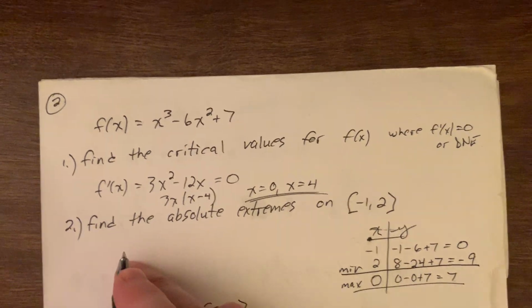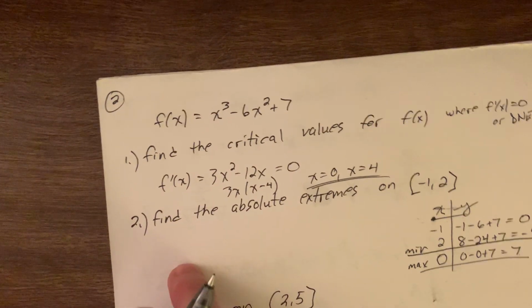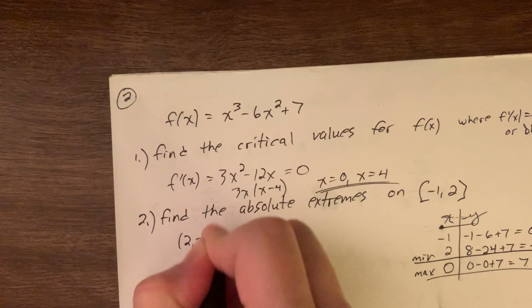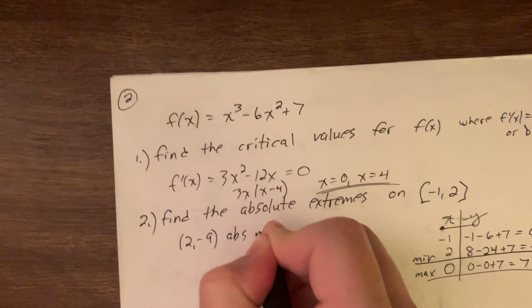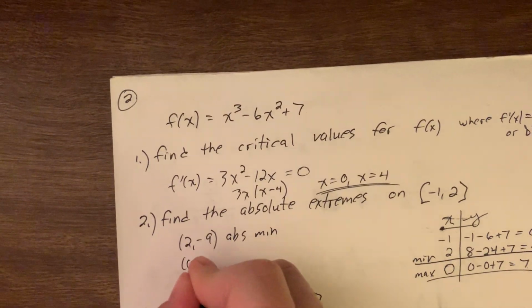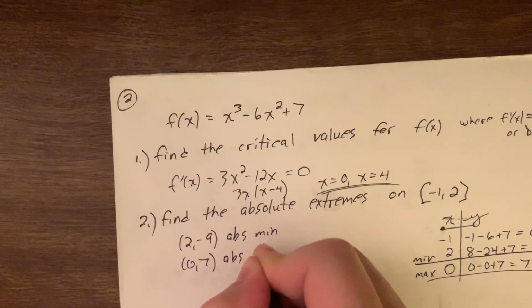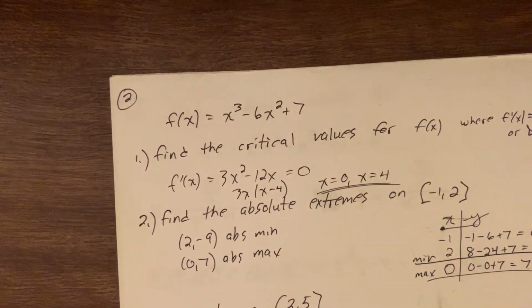But again, we should write that back over here. Don't just leave it on the chart. Put it together. So we get 2 comma minus 9 is my absolute min, and that 0 comma 7 is my absolute max.